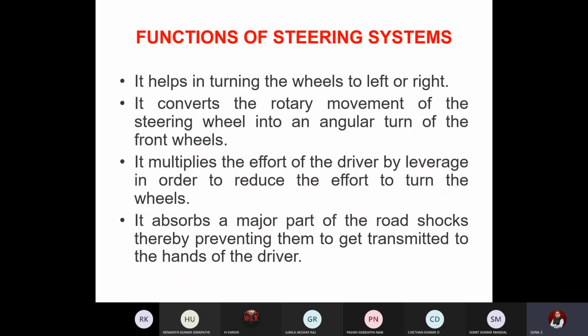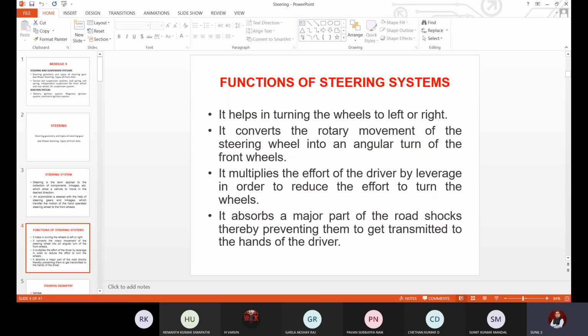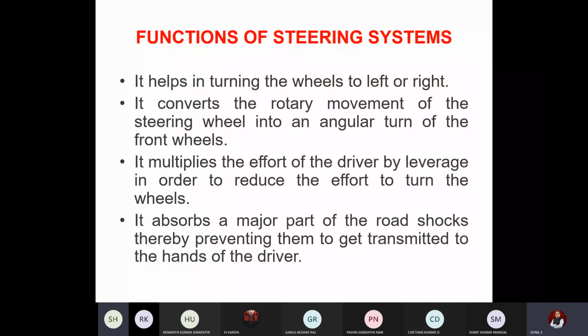Number one, it helps in turning the wheels to left or right. The first thing is it helps in turning the wheels in the desired direction in general. It converts the rotary movement of the steering wheel into angular turn of the front wheels. Whatever the rotary motion we give to the steering wheel, that will be converted to angular motion of the front wheels. It multiplies the driver effort many times.